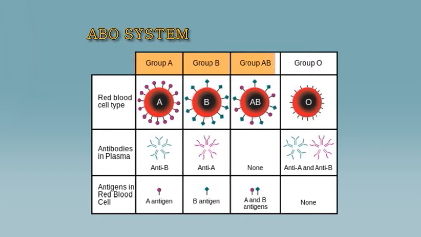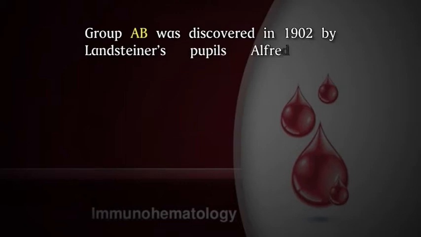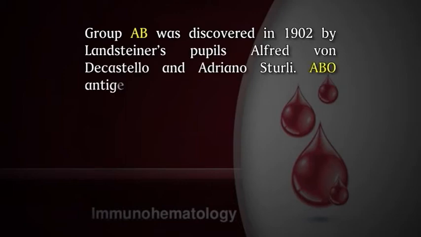Blood group AB has both A and B antigens but no antibodies in the plasma. Blood group O has no antigens but both anti-A and anti-B antibodies in the plasma. Group AB was discovered in 1902 by Landsteiner's pupils Alfred von Decastello and Adriano Sturli.